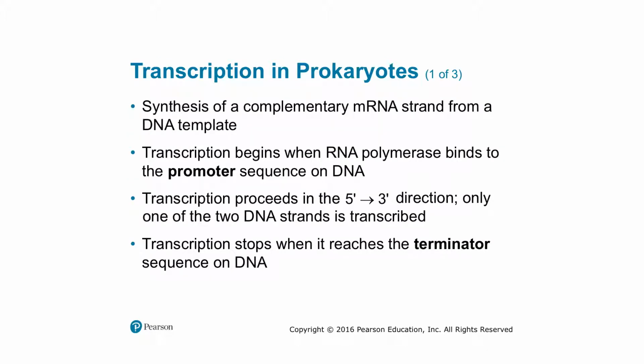The synthesis of a complementary mRNA strand from a DNA template is what we call transcription. Transcription begins when RNA polymerase binds to the promoter sequence on DNA. It's always going to proceed in the 5' to 3' direction. Only one of the 2 DNA strands is transcribed. Transcription stops when it reaches the terminator sequence on DNA.